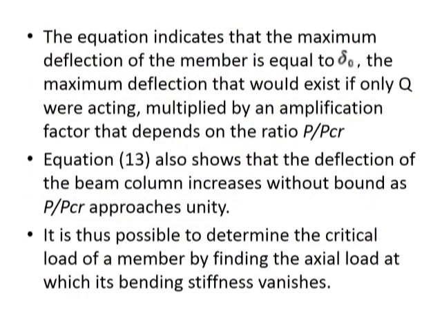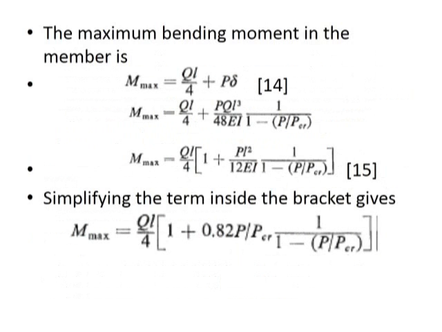The conclusions we get from these equations are that this equation indicates the maximum deflection of the member is equal to delta 0, the maximum deflection that would exist if only Q were acting, multiplied by an amplification factor that depends on the ratio P by PCR. The equation shows that the deflection of the beam column increases without bound as P by PCR approaches unity. It is thus possible to determine the critical load of a member by finding the axial load at which its bending stiffness vanishes.